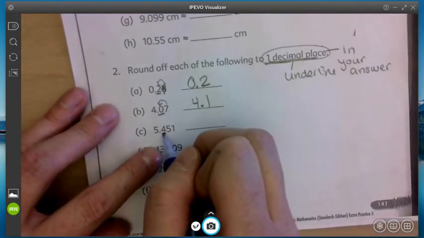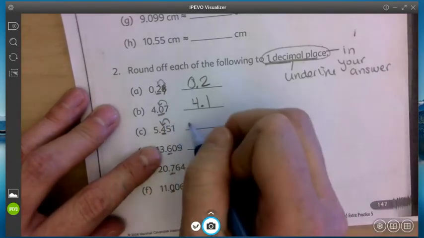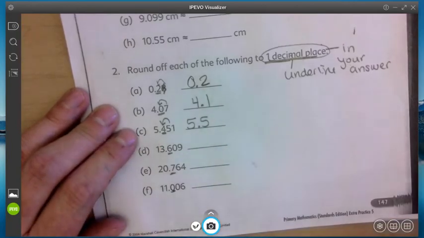Here's the first decimal place. Can the 5 bump up the 4? Yes, it can. So it becomes 5. And that changes to 5.5. Try to do the rest on your own.